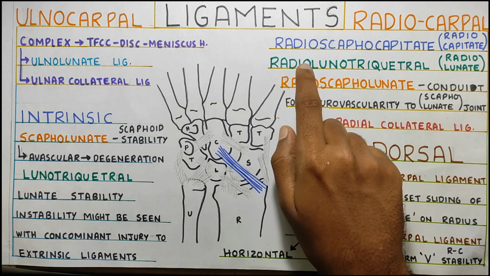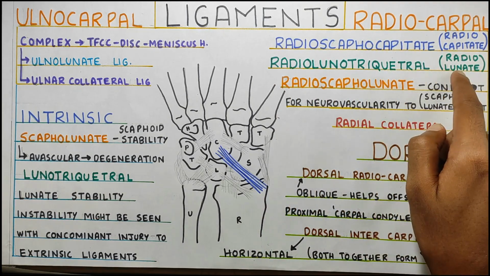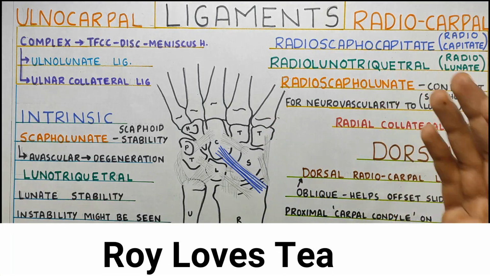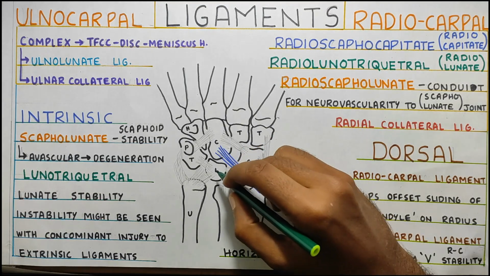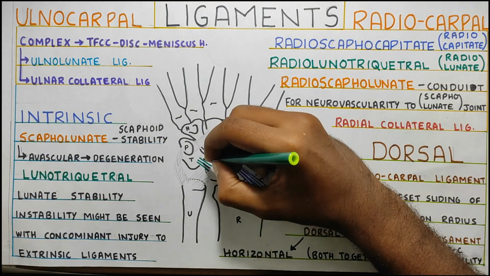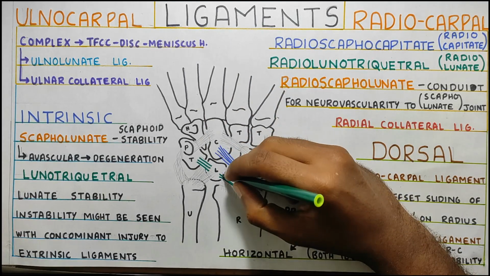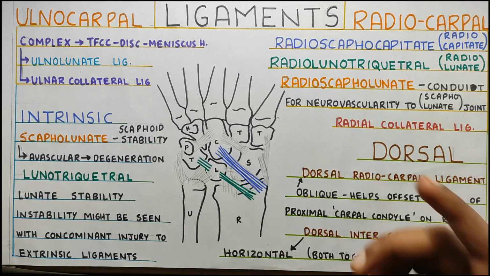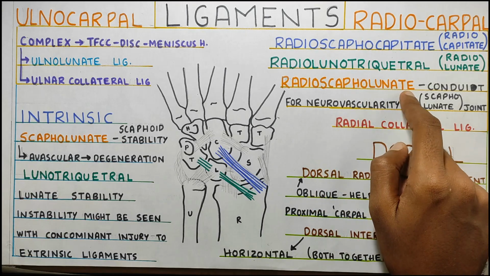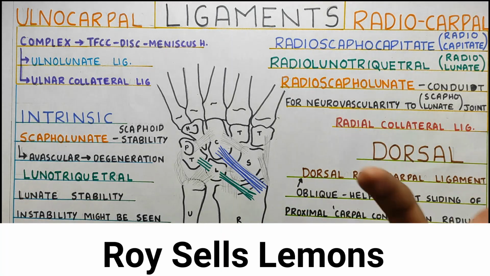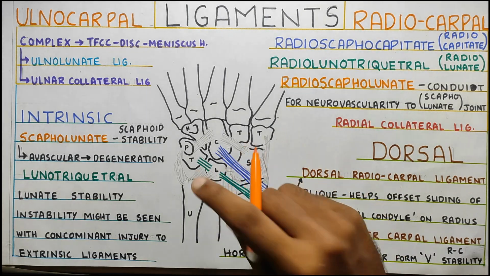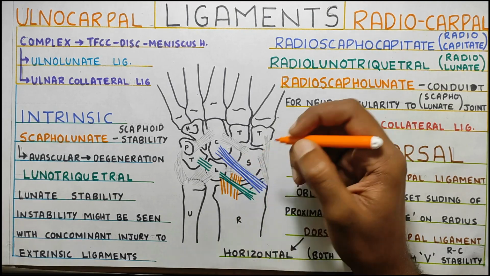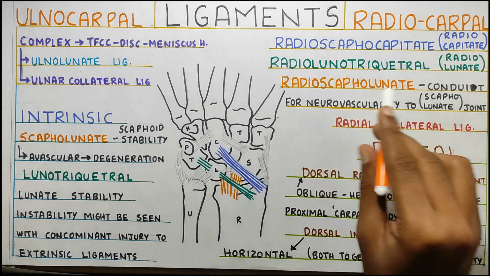Next, after that is the radiolunotriquetral ligament, right? So that is RLT, that is Roy Loves Tea. And where will we find the ligament? Over here, radius, lunate and triquetrum. So T, and then over here like this. So that is your radiolunotriquetral ligament, and then your radioscapholunate ligament, RSL, that is Roy Sells Lemon. And where is that? RSL, so over here. So that is your radioscapholunate ligament.